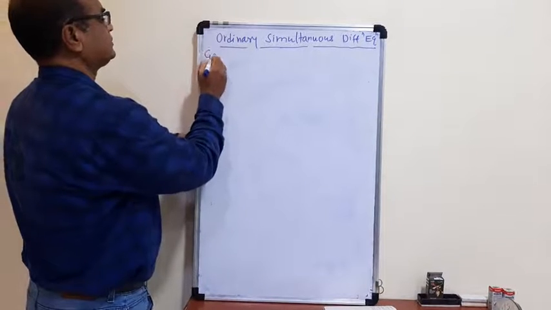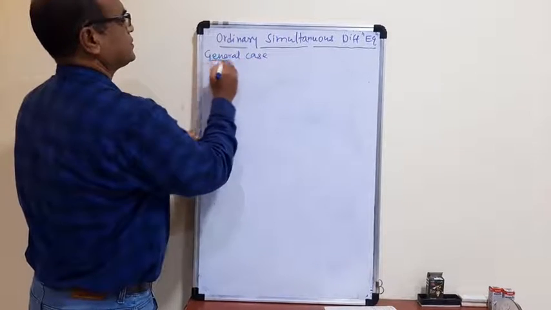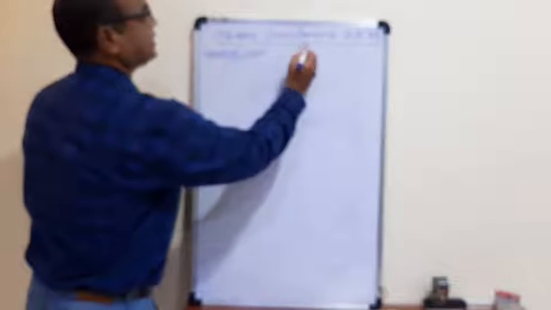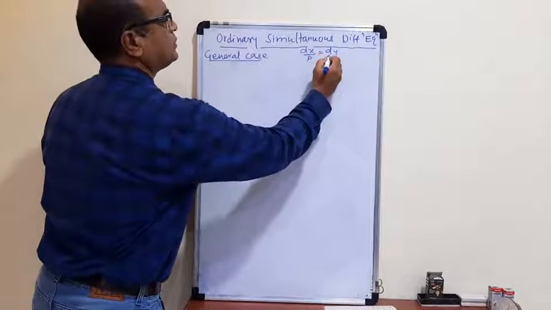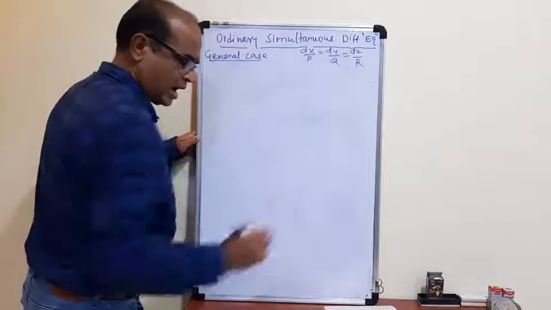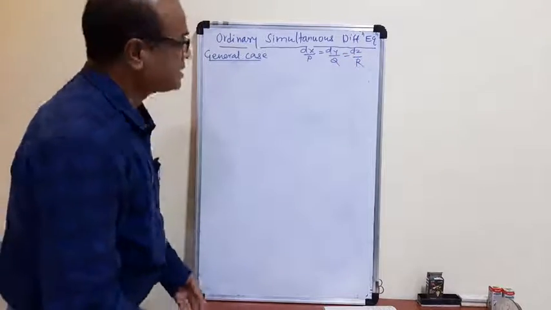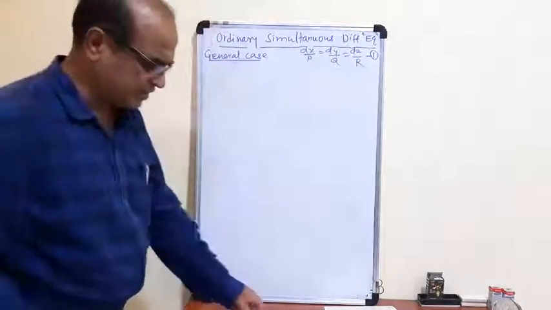General case. So what is the differential equation? The standard differential equation is dx upon P is equal to dy upon Q is equal to dz upon R, where P, Q, R are functions of x, y, z. So this is equation number 1. This is the ordinary simultaneous differential equation.